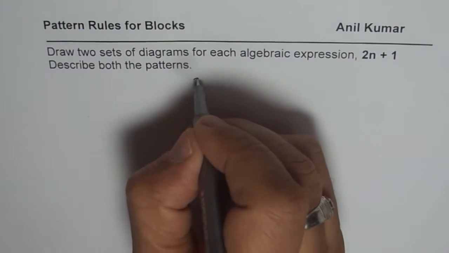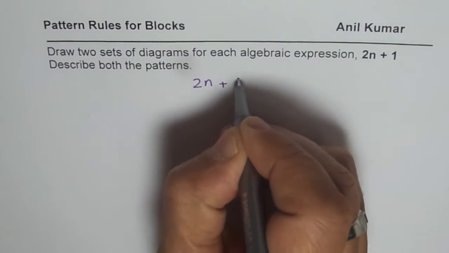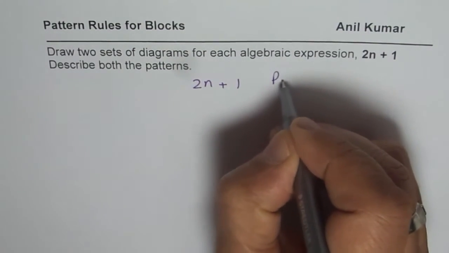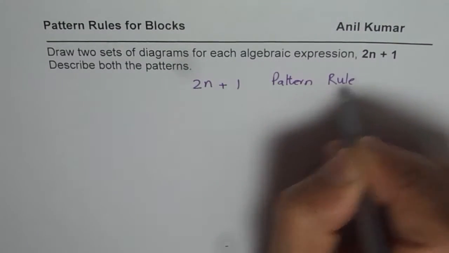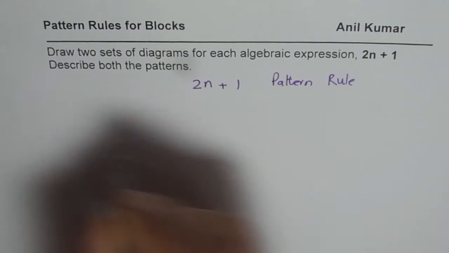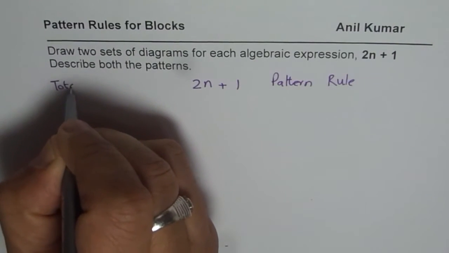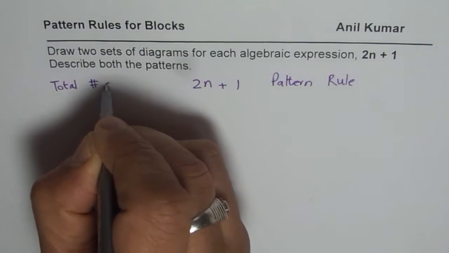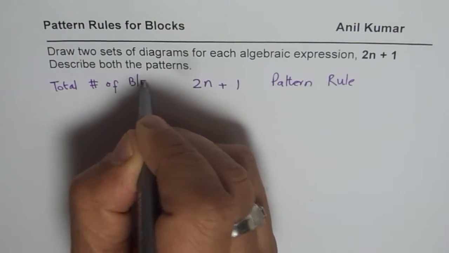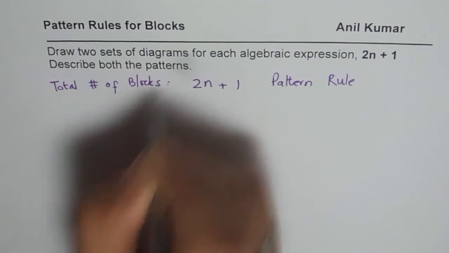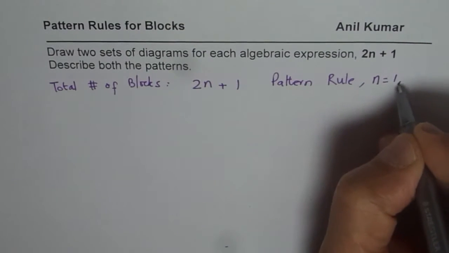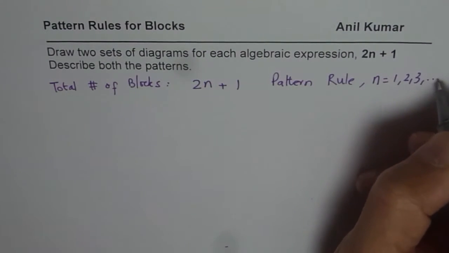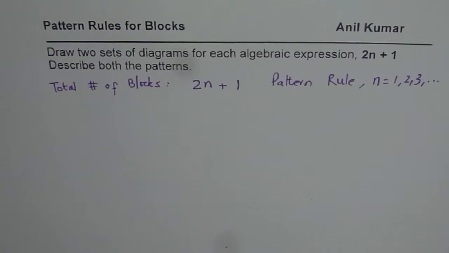So with 2n plus 1, this is our pattern rule, which gives us the total number of blocks. So 2n plus 1 is the total number of blocks, correct? So n could be equal to 1, 2, 3, and so on. That is what this equation is all about.